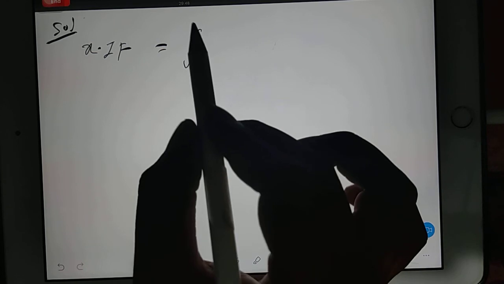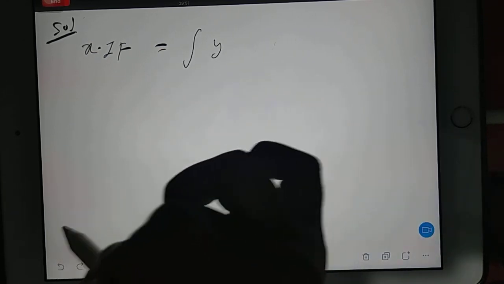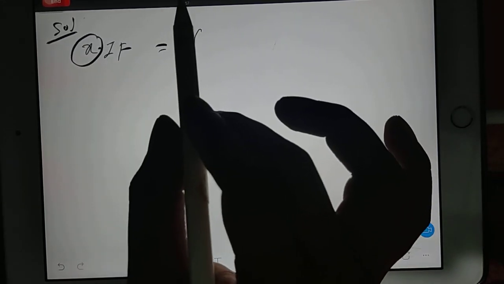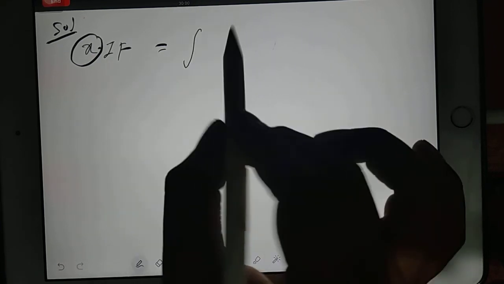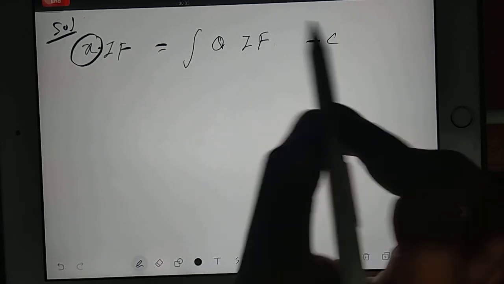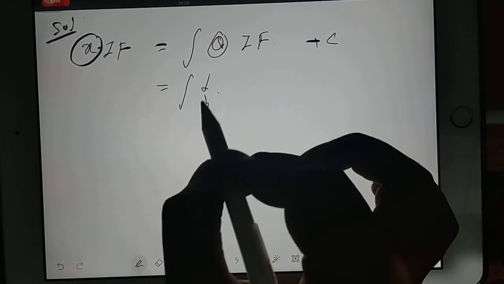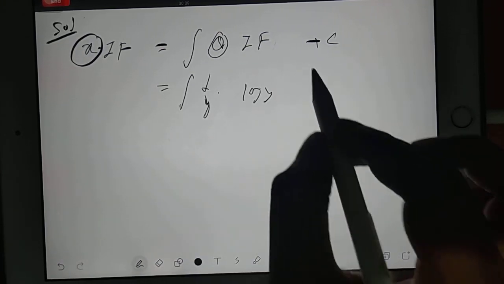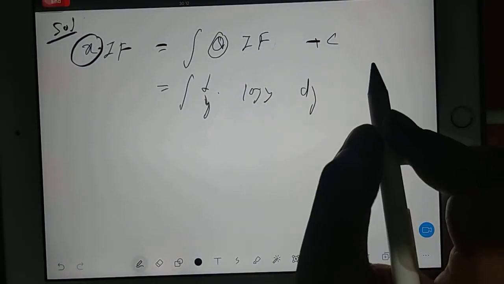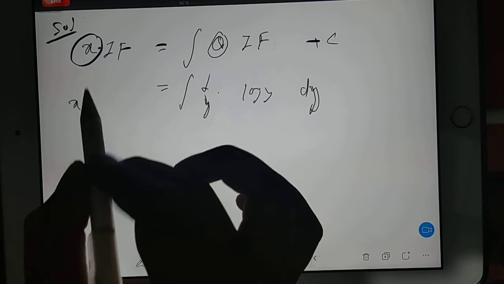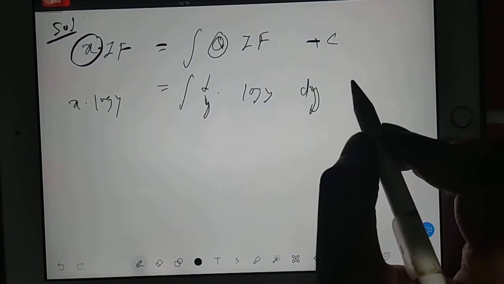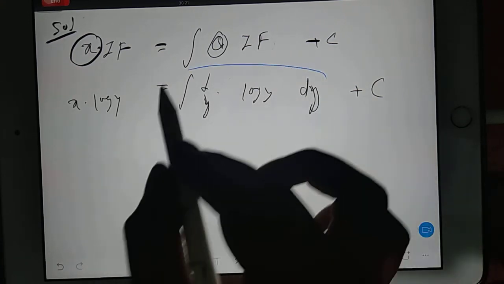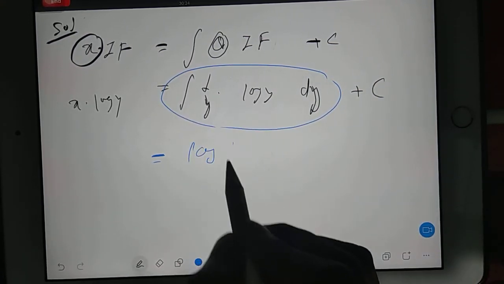So the final answer is nothing but, this time you will write the solution as x into integrating factor is equal to the integral of q into integrating factor. Actually earlier we were writing y into integrating factor, but this time the Leibniz format is for x. So x into integrating factor, then the q value here and plus constant. This q value is nothing but 1 by y, and the integrating factor is coming as log y. So your integration will be with respect to dy. This part gives x log y as it is, and plus c. Again, see the beauty of the question. Again you are getting the same answer, log.